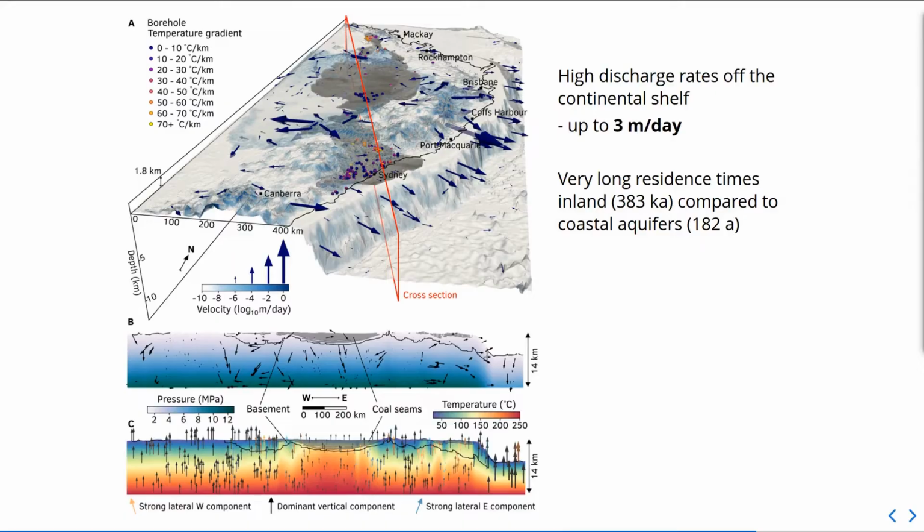Assimilating these three datasets produces a constrained 3D groundwater model of the Sydney-Gunnedah-Bowen Basin. A key feature of this is the high rates of discharge on the continental shelf, up to 3 meters per day, and the strong influence of coal seams on the hydrothermal regime. We also looked at the residence times of inland aquifers compared to coastal aquifers. The time it takes for a droplet of water to travel from recharge to discharge zones is on the order of 383,000 years for inland aquifers, compared to just 182 years for coastal aquifers. This means that coastal aquifers can be replenished much faster than inland aquifers.